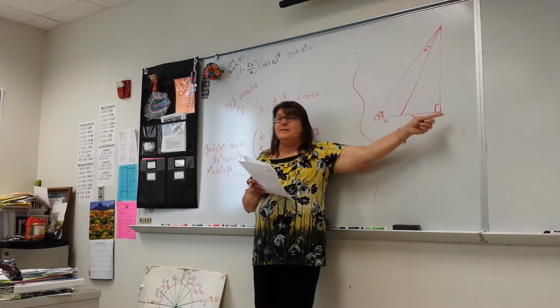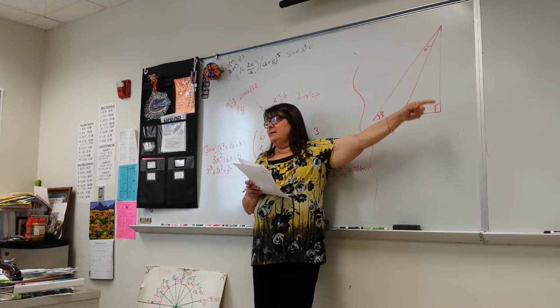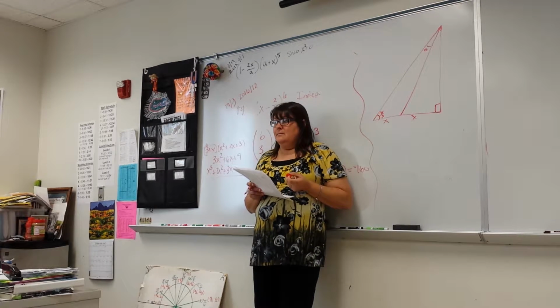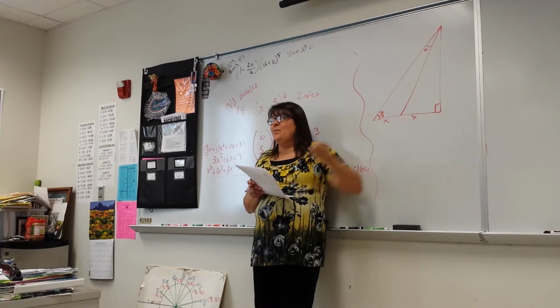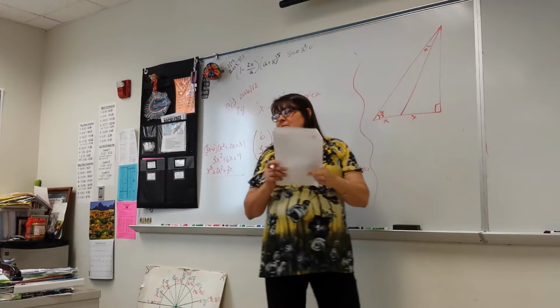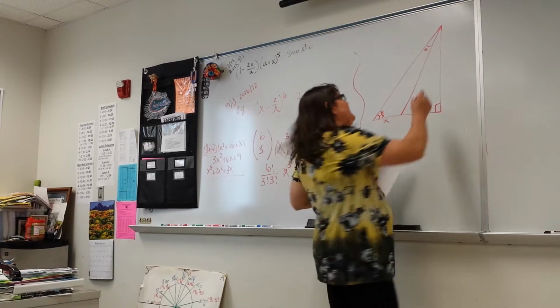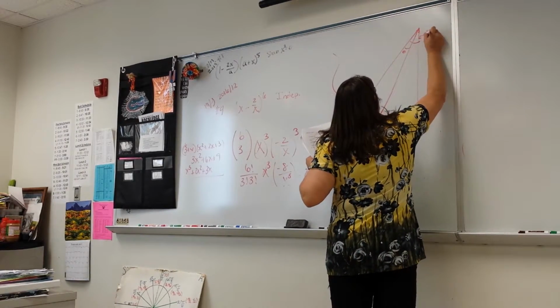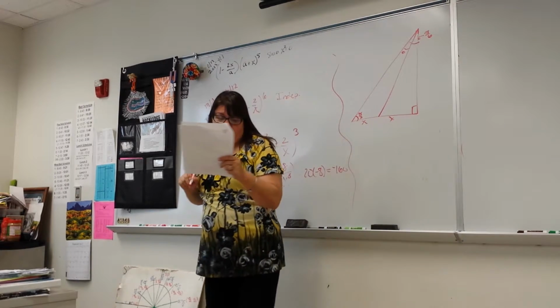And that's 90, so it's a 30, 60, 90. So what would that one have to be? 30. Pi over 6. So that whole thing up there is pi over 6. Everybody in agreement? This whole thing is pi over 6. Okay, so that's now a given.